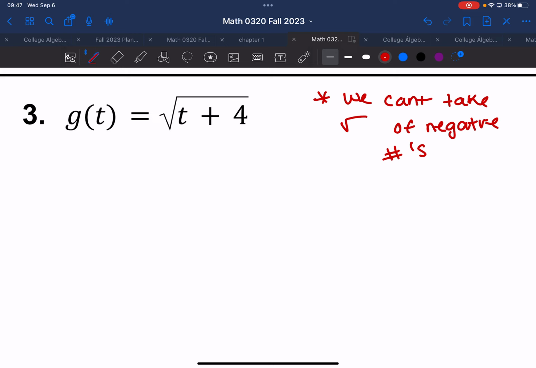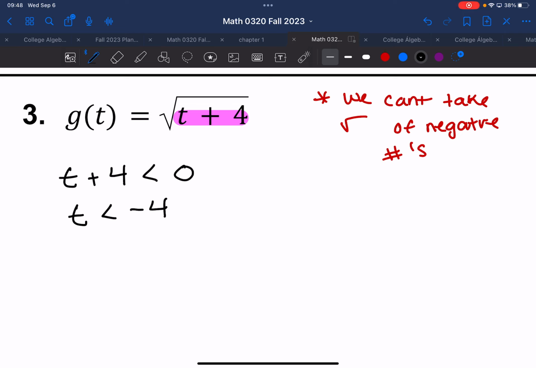So that means we need to take this inside value and find out which numbers would make this negative. Okay? So we would have t plus 4. We want to find out which numbers are going to make this negative. Negative means less than 0. So if we were to simplify this and get t by itself, we would have t is less than what? Negative 4.